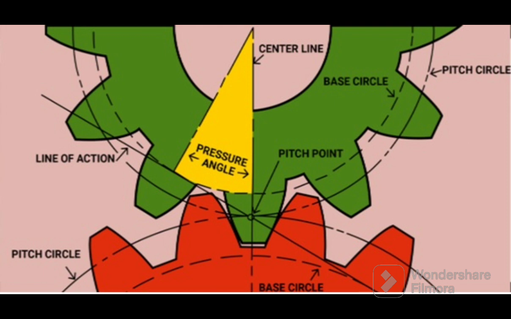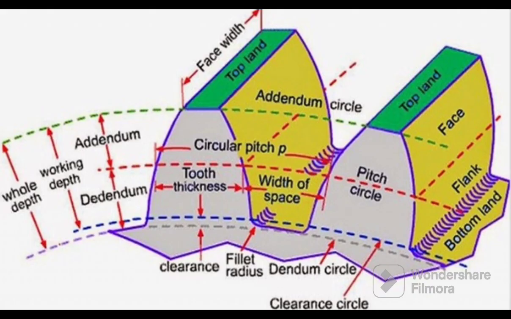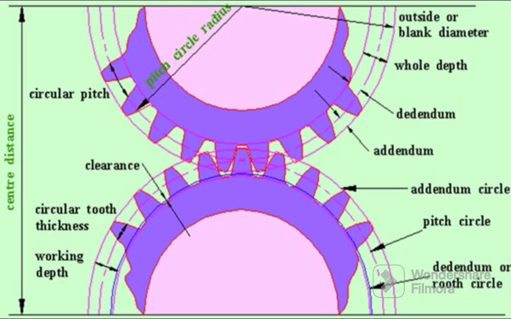In the enlarged figure, you can see pressure angle, center line, base circle, pitch point, pitch circle, line of action, face width, top land, flank, bottom land, fillet radius, clearance, working depth, whole depth, clearance circle, circular tooth thickness, center distance, pitch circle, dedendum or root circle, outside or blank diameter, pitch circle diameter, pitch circle radius, and many more.